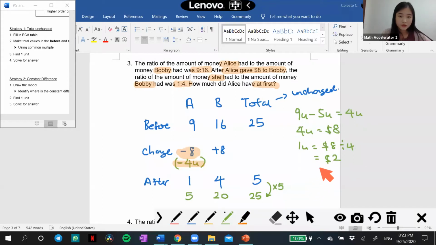Okay, good. A lot of you are following. So 1 unit is $2. How much did Alice have at first? 9 units at first. So take your 1 unit, which is $2, times 9. So she has $18 at first. Correct. Okay, a lot of you got it. 9 units, $18.